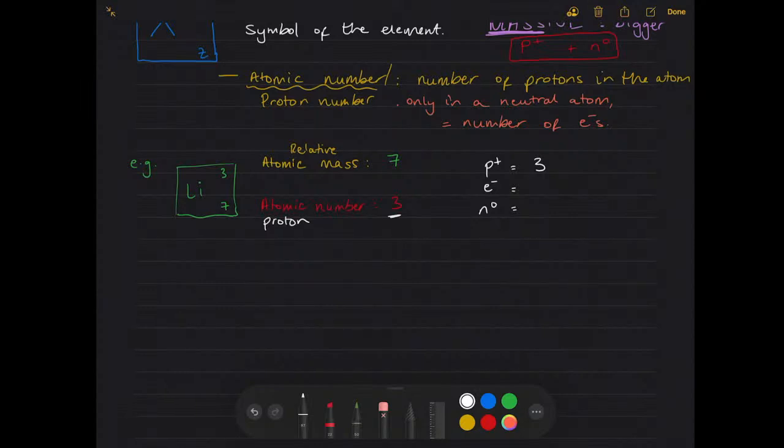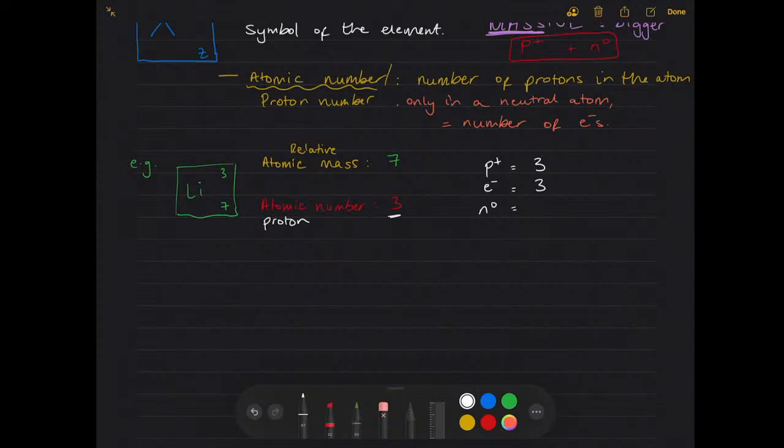This is an atom, it's neutral. It's not a charged particle or a charged species. So that means that the protons must equal the electrons to cancel out. If I have plus 3, to cancel it out, I have to add minus 3. Okay? So that means we have 3 electrons because they cancel out.